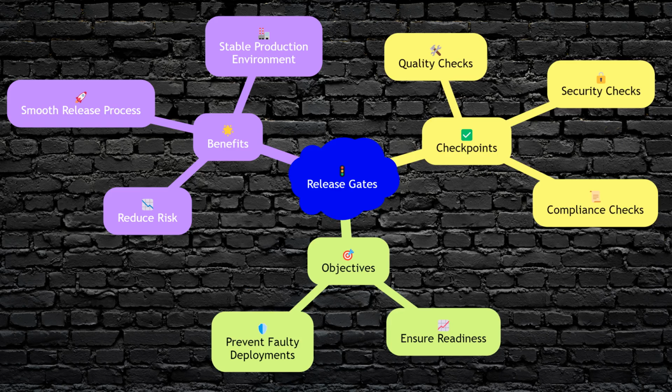Release gates are checkpoints in the release pipeline that ensure the software is ready for deployment. They verify that all necessary quality, security, and compliance checks have been completed and that the software meets the required standards. Release gates help prevent the deployment of faulty or non-compliant software, reducing the risk of issues in the production environment and ensuring a smooth release process.